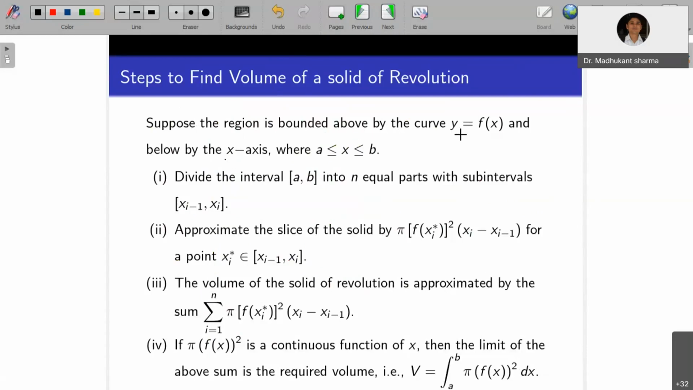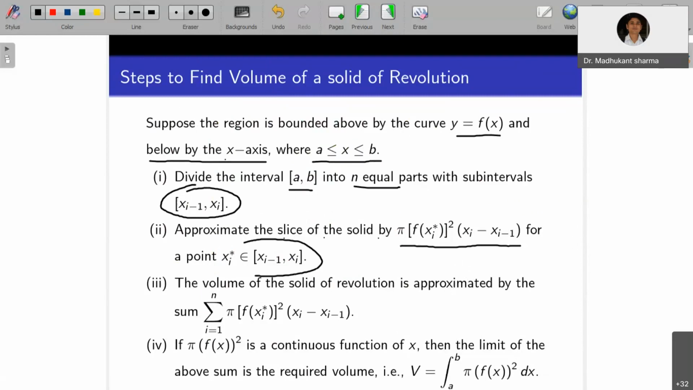Suppose the region is bounded above by the curve and below by the x-axis, where a is less than or equal to x, which is less than or equal to b. Now divide the interval [a, b] into n equal parts with some subintervals. Now approximate the slice of the solid by this one, for a tag point, which we have talked about in the case of Riemann approximation. Try to recall that. Then the volume of the solid of revolution is approximated by this formula.